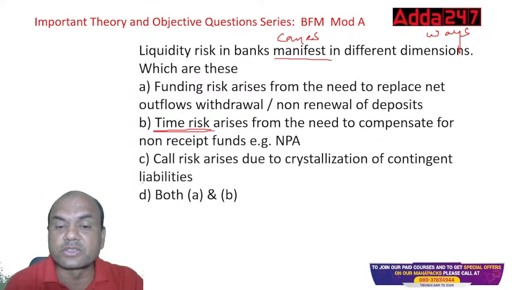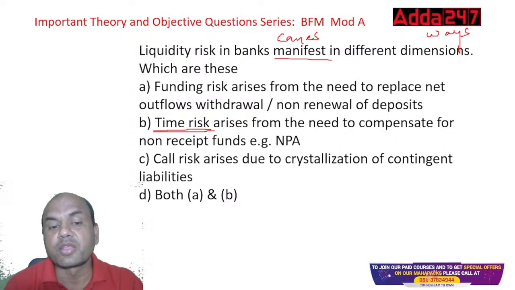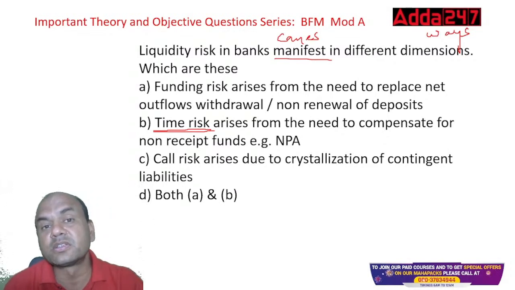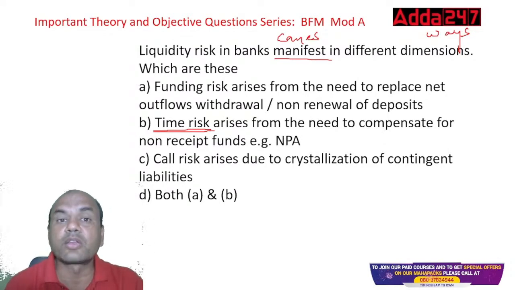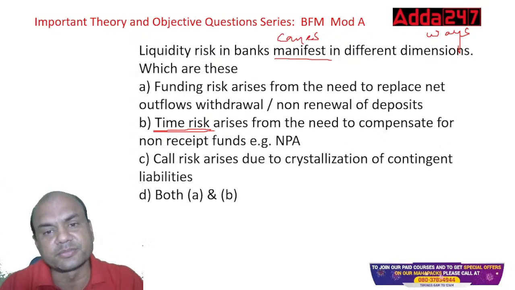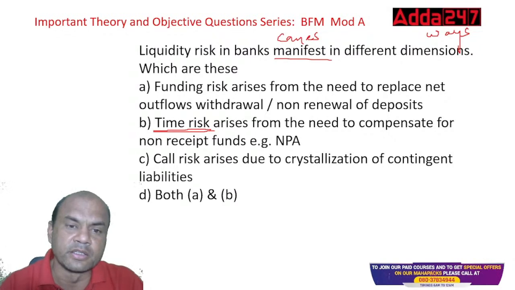Call risk arises due to crystallization of contingent liabilities. Contingent means which was not to come, or future transactions, like bank guarantee, LC. These are all contingent.